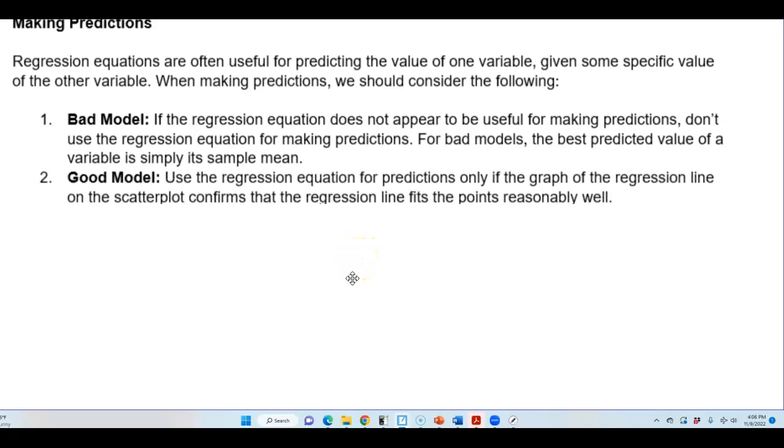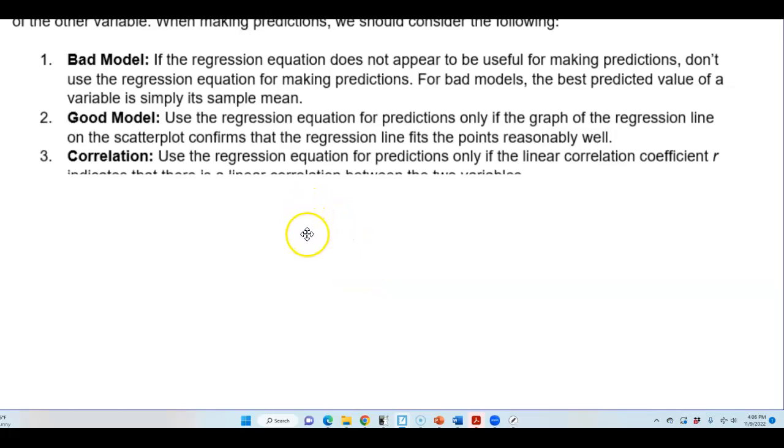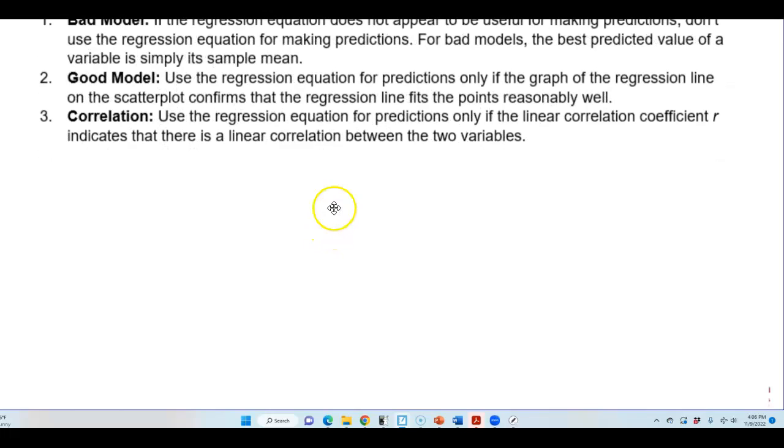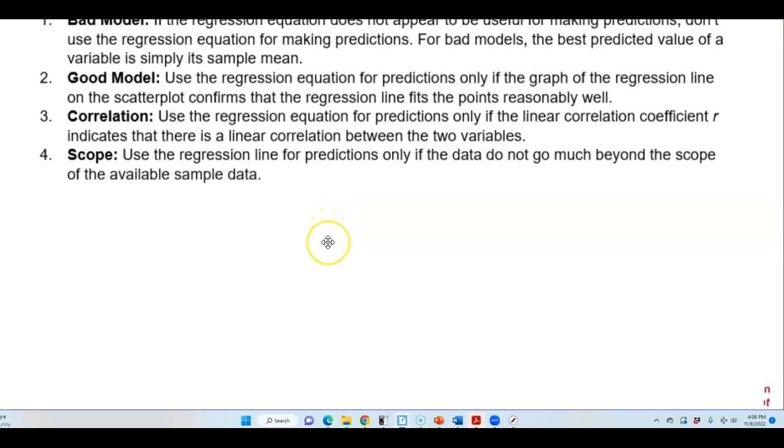Number 2, a good model. Use the regression equation for predictions only if the graph, the regression line on the scatter plot, confirms that the regression line fits the points reasonably well. Number 3, correlation. Use the regression equation for predictions only if the linear correlation coefficient r indicates that there is a linear correlation between the two variables. Number 4, scope. Use the regression line for predictions only if the data do not go much beyond the scope of the available sample data.